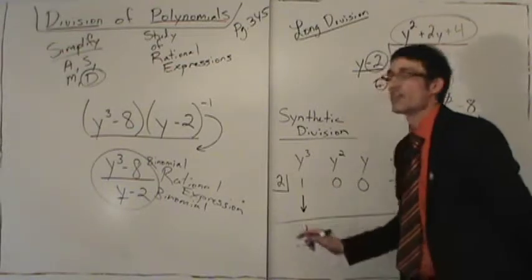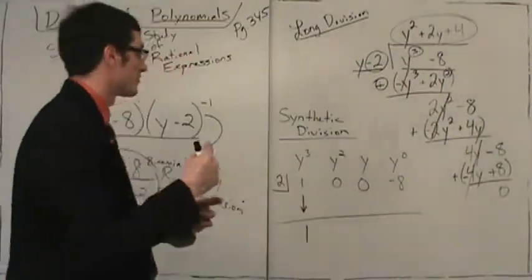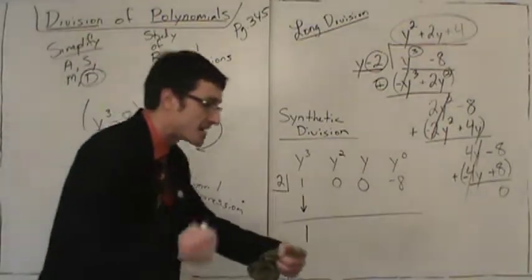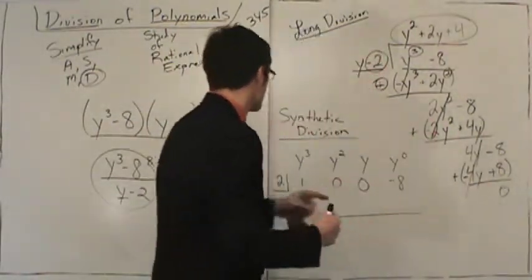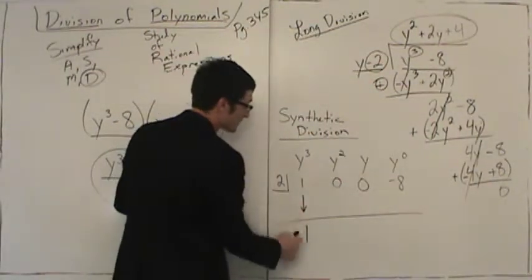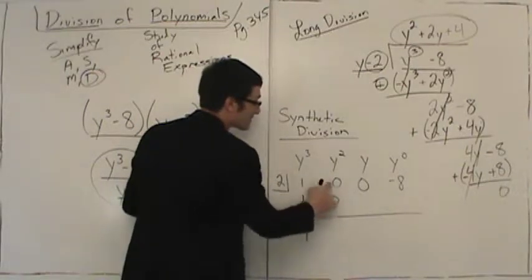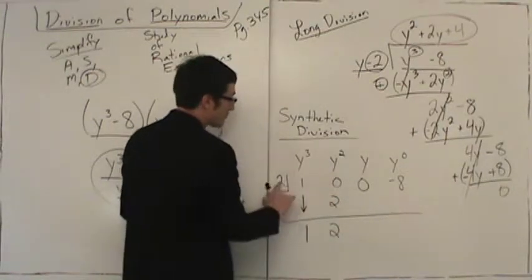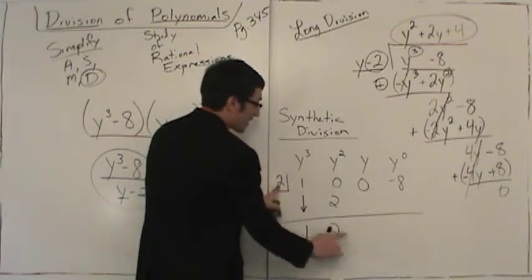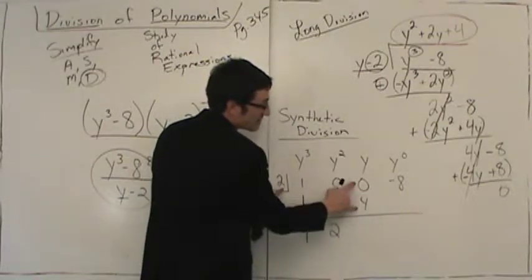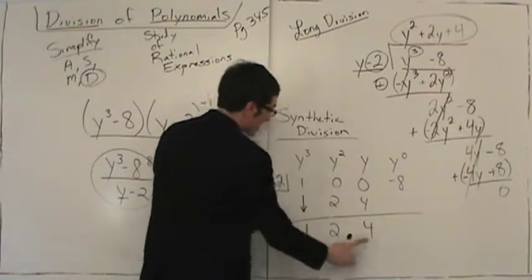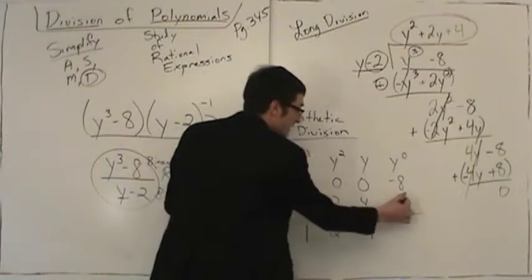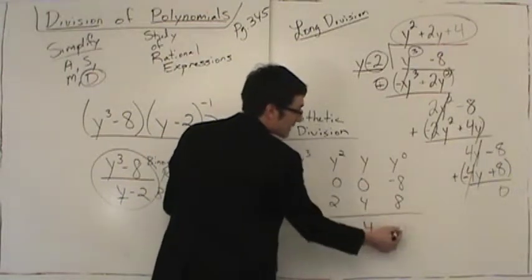1, put it here. And do we multiply or add first? Hopefully say we multiply, then add, multiply, then add, multiply, then add, and we're done. So we're going to multiply. 2 times 1 gives what? 2. Now add. 0 plus 2 is 2. Now multiply. 2 times 2 gives 4. Now add. 0 plus 4 is 4. Now multiply. 2 times 4 is what? 8. Now add. Negative 8 plus 8 is what?